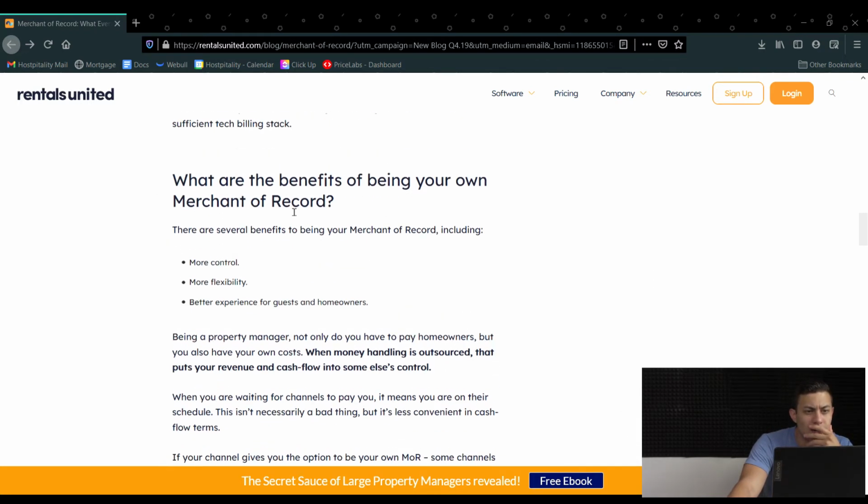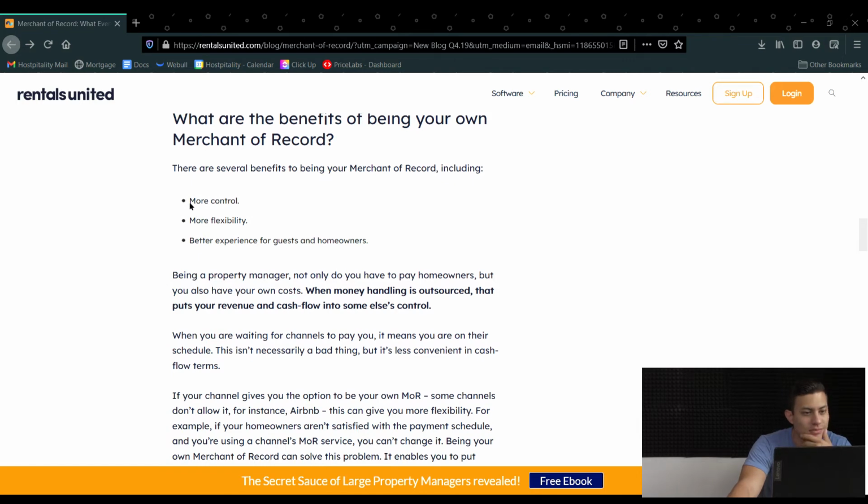So here you go. The benefits of being your own merchant of record is they tell you: more control, more flexibility, and better experience for your guests and homeowners. This is not as straightforward. Probably on the homeowner side, if the listing is yours, you'll have a better experience because you don't have to wait for the guests to check in to actually get the funds. That would be a better experience from a financial standpoint. But on the guest side, I don't see it being better, either way.